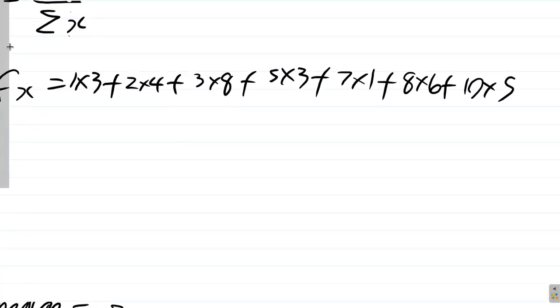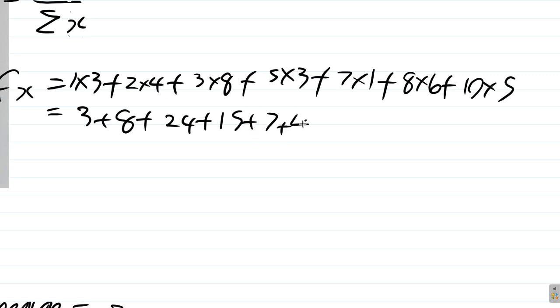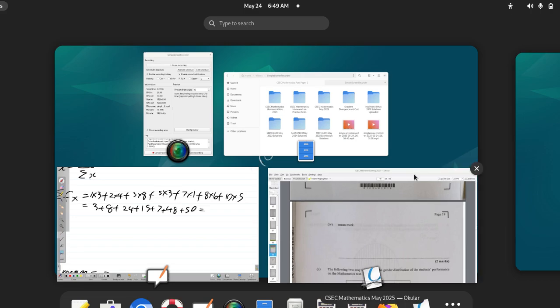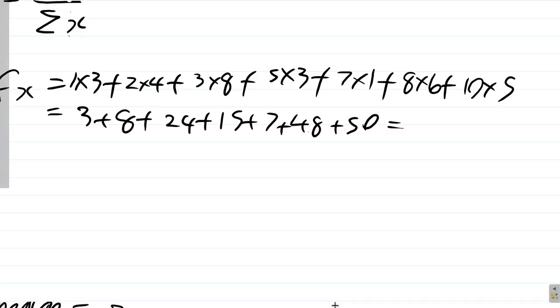Alright. So 3 1s is 3, plus 2 4s is 8, plus 3 8s is 24, plus 5 3s is 15, plus 7 1 is 7, plus 8 6 is 48, plus 10 5 is 50. That gives us what? Let's just use a calculator and deal with this now.